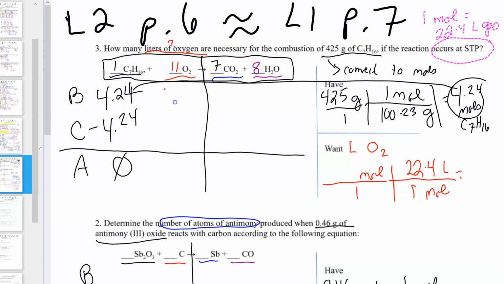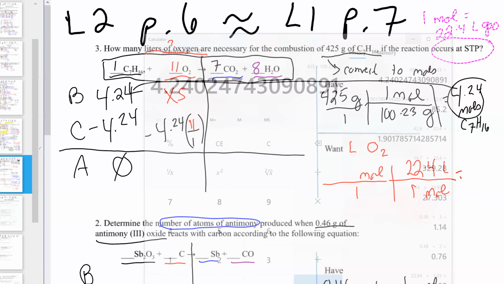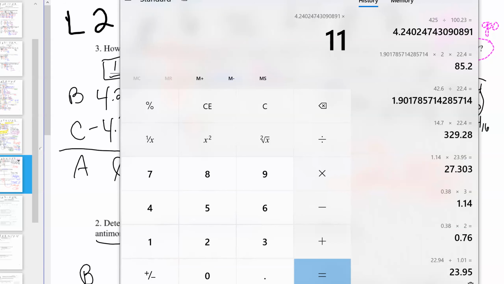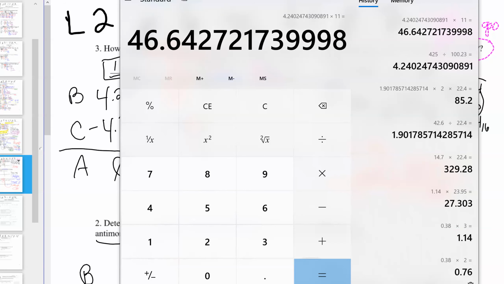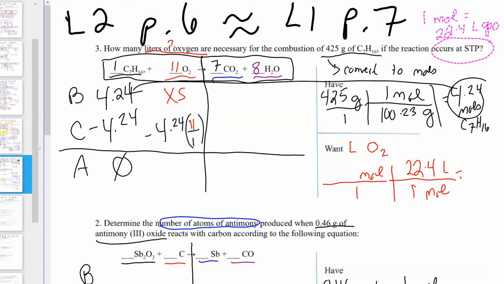Okay, so let's just say we're starting with more than enough, and then we're going to be using up 4.24 times the mole ratio here, which is 11 over 1. So we need to figure out 4.24 times 11 over 1. Okay, so 4.24 times 11 divided by 1, so 46.64. So we've got 46.64. Now, I know I didn't write that in the right spot. Just hang on for a second here. This is how much we used up right here. I'm just telling you what that number is.